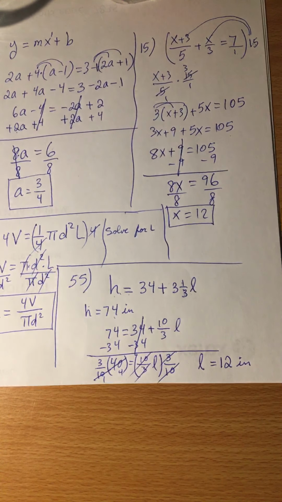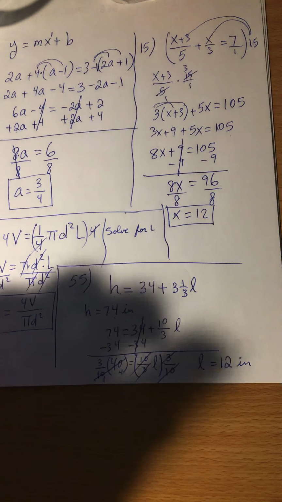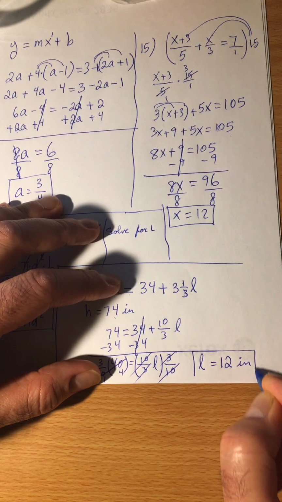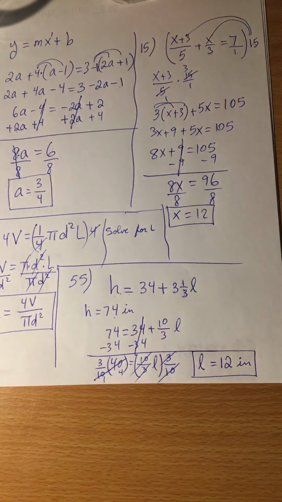And as I mentioned on Tuesday, don't forget your units in word problems, if there are any. So the length of the radial bone for this specific individual is 12 inches. I'm going to stop right here, and we're going to continue in the next video.